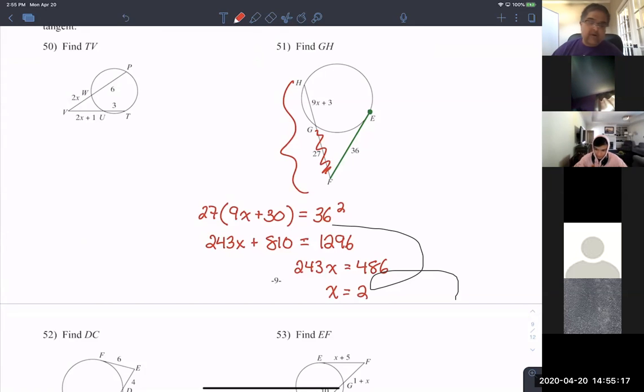Now, in this problem, we're not just asked to find x. We have to use what we found for x to answer the actual question, which is GH. So GH is 9x plus 3. Well, we just found x to be 2.